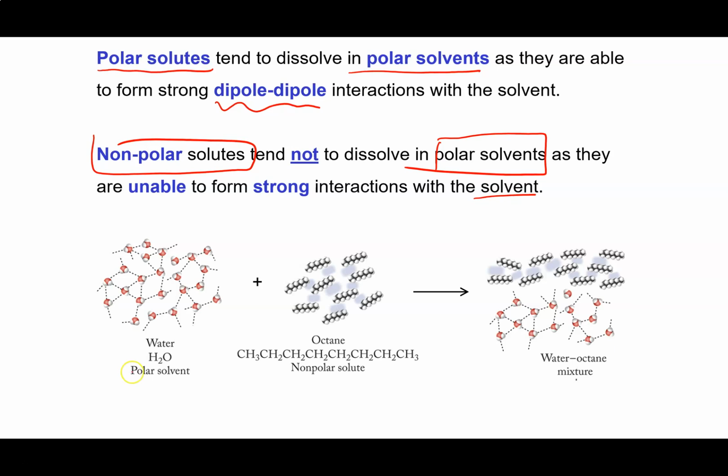So if I think about mixing water with something like octane, I'm going to have to break some H bonds in my water in order to form this solution. I'm going to have to break some London forces, or dispersion forces, in my octane in order to separate them from one another. But the types of forces that I would form between my water and my octane would just be the relatively weak London forces. So there's no way that this can work.